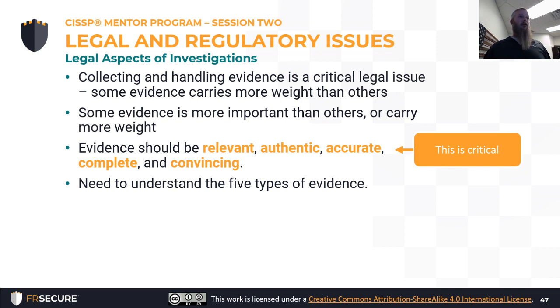Whatever it takes to tip the scale in the other way is open. Some evidence is more important than others. In general, the evidence must be relevant to the case. Whatever case you're trying to make with the evidence, it needs to be relevant to that. It needs to be authentic, meaning it came from a source that makes it authentic and it wasn't changed. Accurate, complete, and convincing. Those are the 5 things for all evidence, and that's really critical.